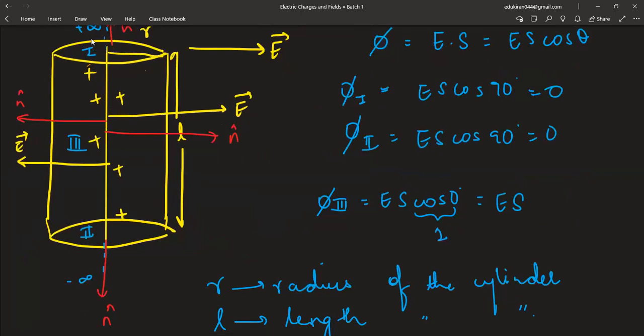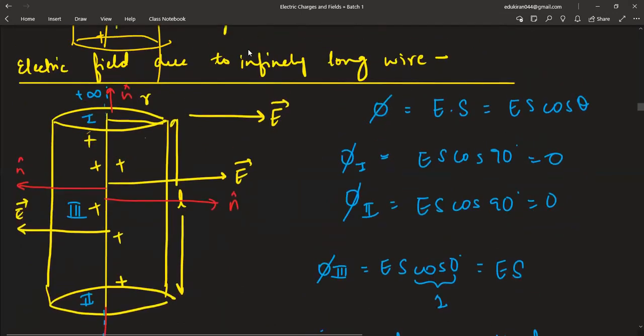See, this is the disk of the cylinder. Perpendicular to this is the n vector. Now you only tell me, n vector and electric field, what is the angle made between them? 90 degree. And what is cos 90 degree? 0. So that's why for the first surface and for the second surface, we are getting the flux as 0. So this is completely 0. Now we are just left with the third surface. Now here the n cap, either way, is making an angle of 0 degree. And what is cos 0 degree?